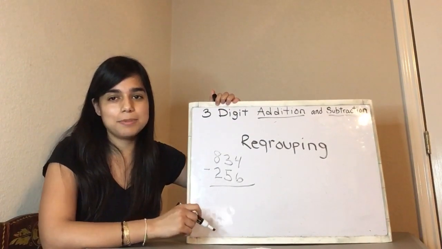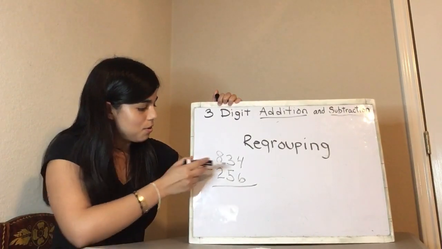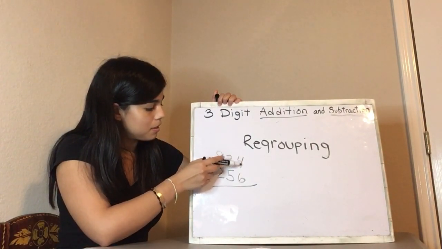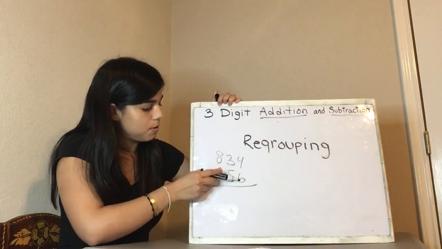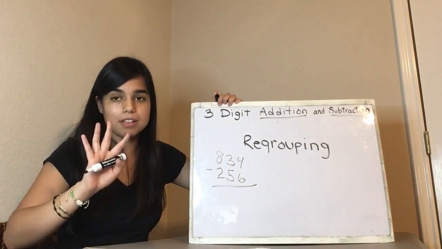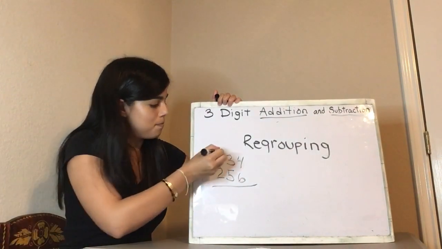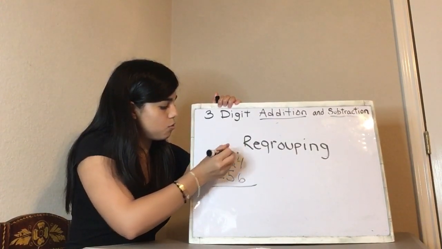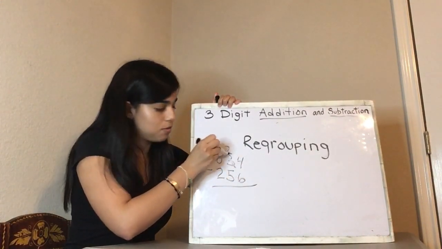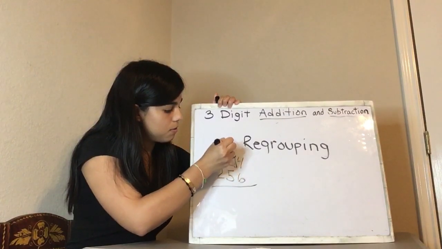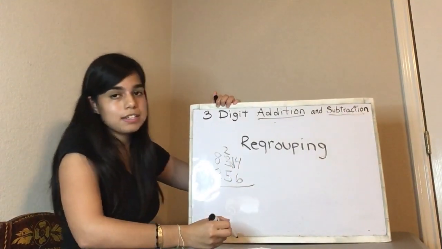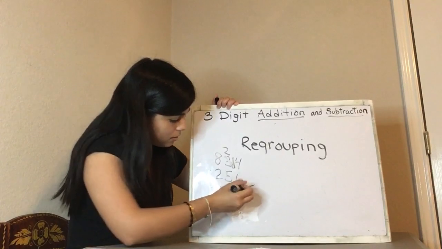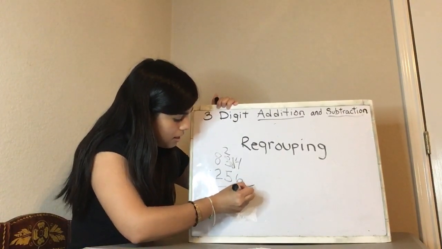All right, I'm guessing you put play on the video already. So let's start with the ones place. 4 minus 6, you have 4. Can you take away 6? Nope. So you take from the neighbor, you take from the 3, that becomes a 2. You put the one that you took from 3 next to the 4. 14 minus 6, can you do that? Yep, that is 8.